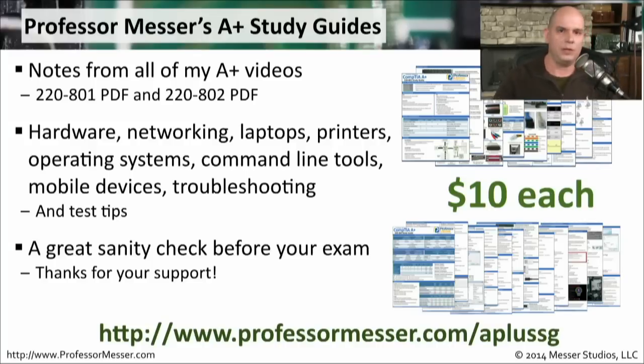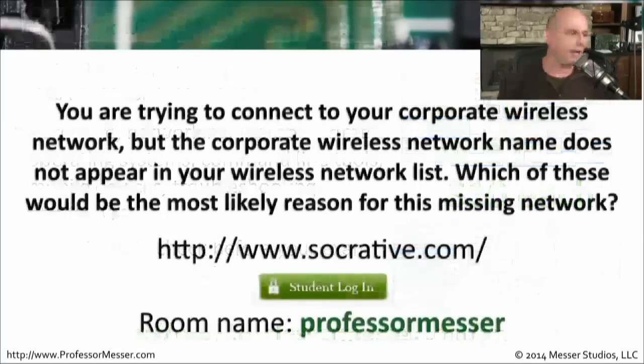All right, let's do another question, shall we? Let's get back into the Q&A. I've created another one here. Let me change it on your side so you can see it as well. Let's go to the next question. The question is, you're trying to connect to your corporate wireless network, but the corporate wireless network name does not appear in the list of all of the available wireless networks. Which of these would be the most likely reason for this missing network?